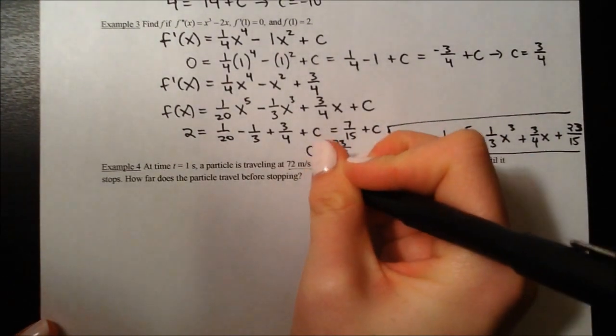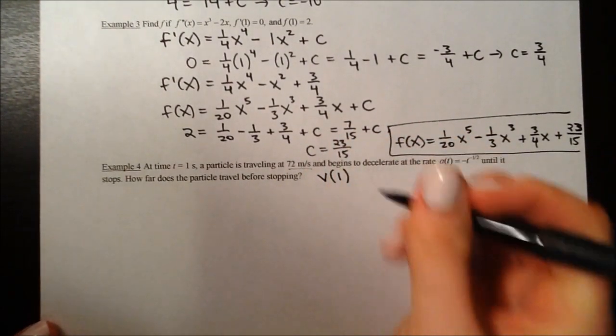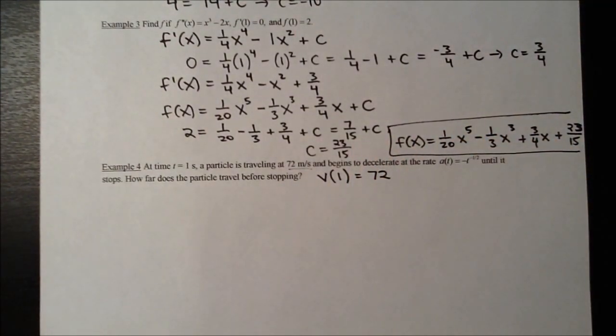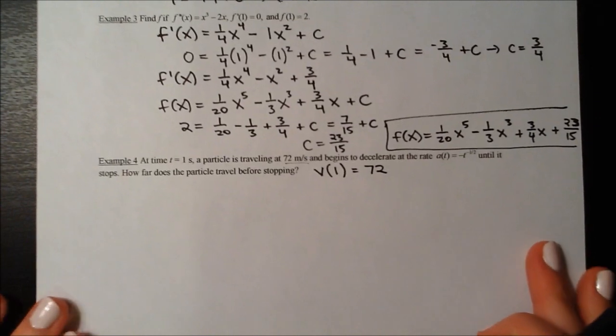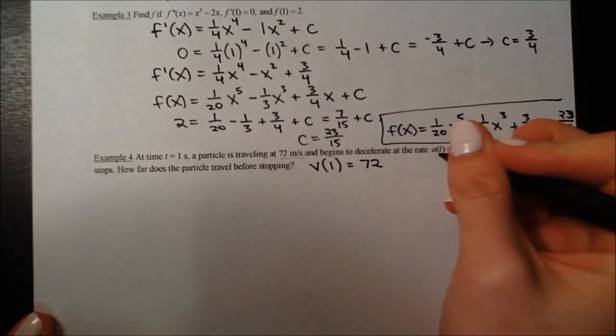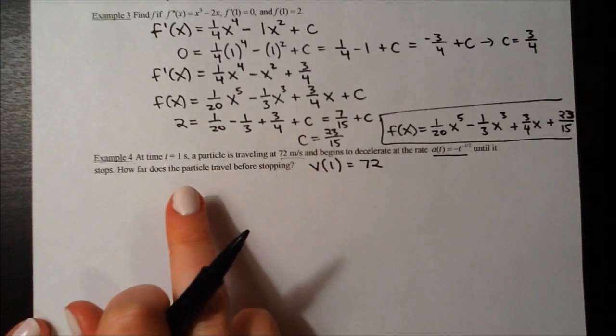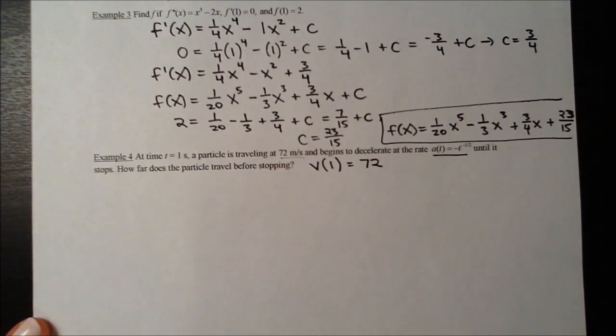So what this says is that the velocity at t equals 1 is 72. That's an initial condition, so I'm going to write it down in function notation so it looks familiar to us. It begins to accelerate at this rate, that's our acceleration, until it stops. How far does the particle travel before stopping?